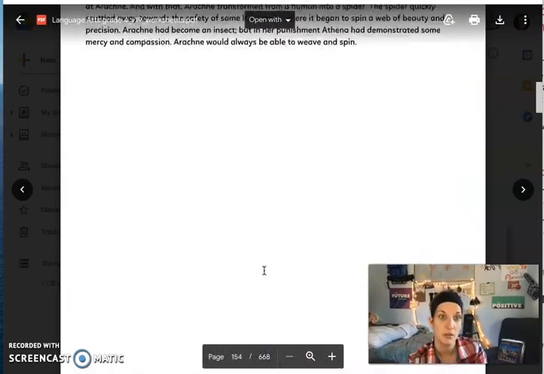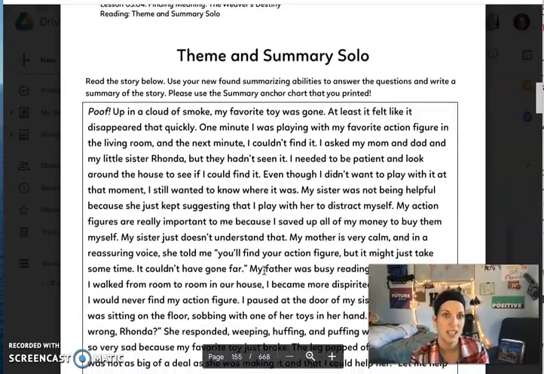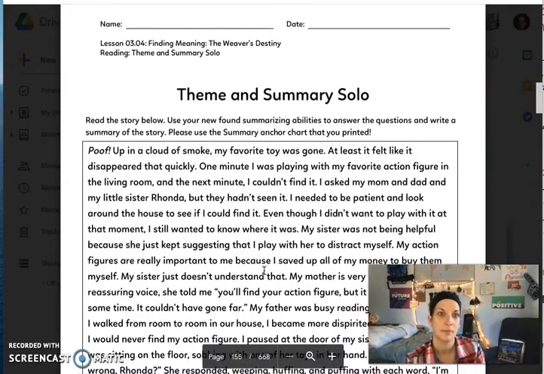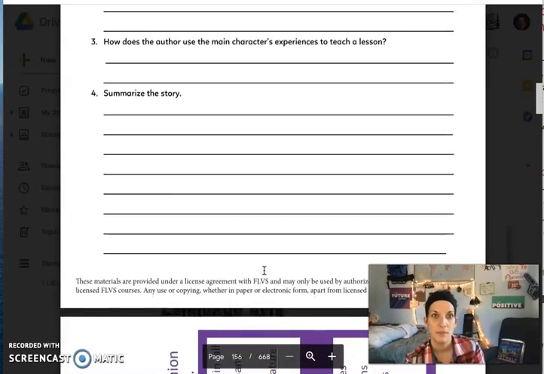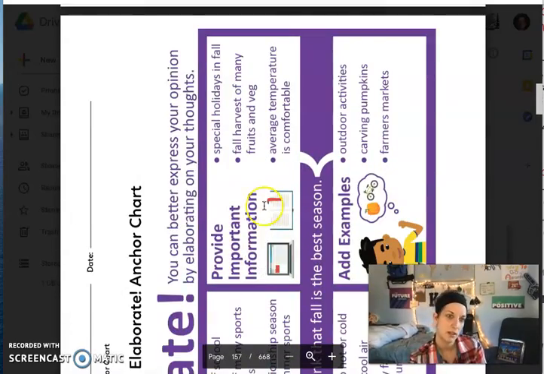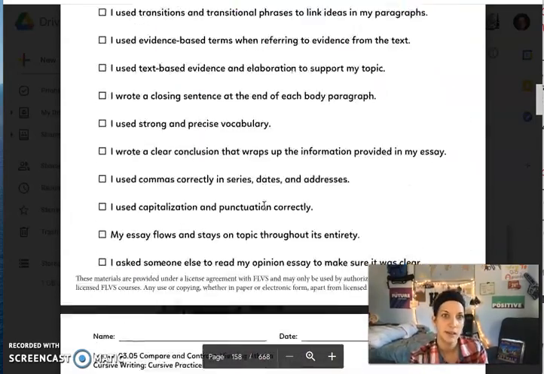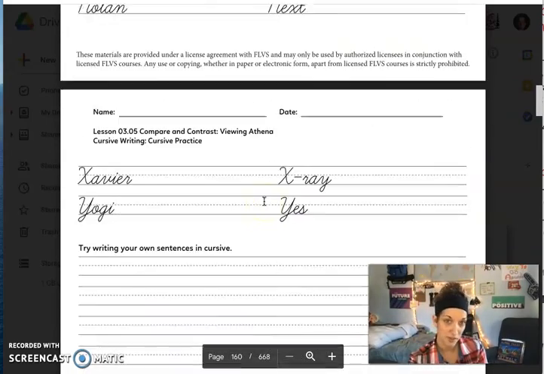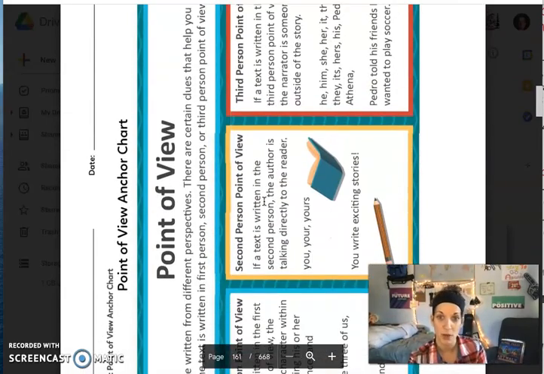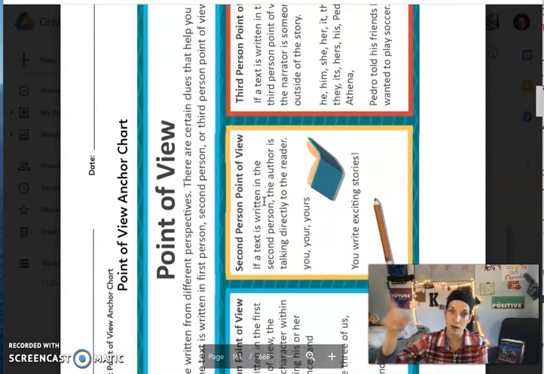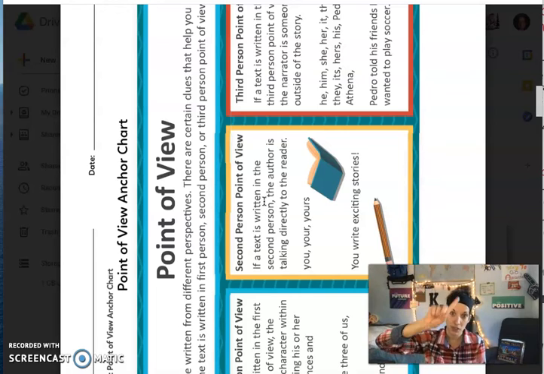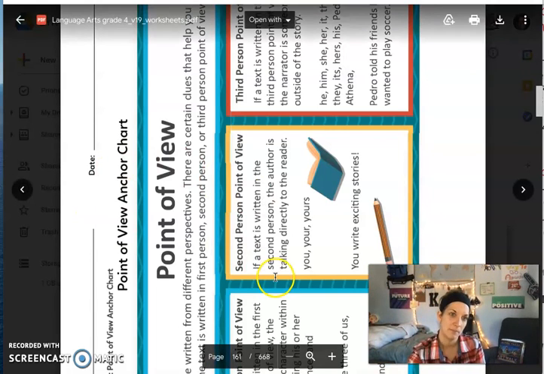Okay, there's a lot to do, but I think it's fun. I think you're going to really like it, right? You'll practice summaries. You'll practice finding themes. Cursive practice, which, remember, cursive practice, if you just have paper, practice it on the screen with your finger, and then practice it on paper with a pencil or pen.